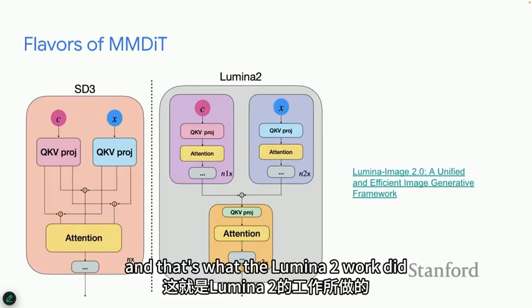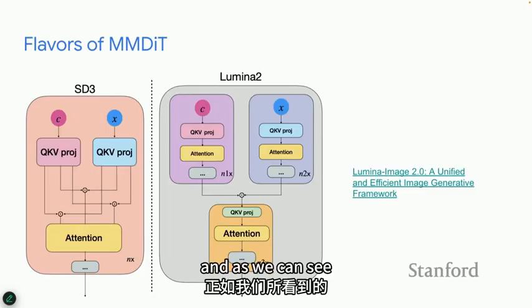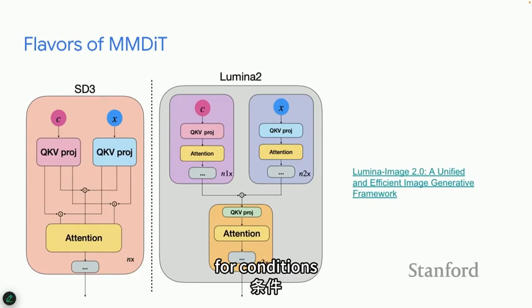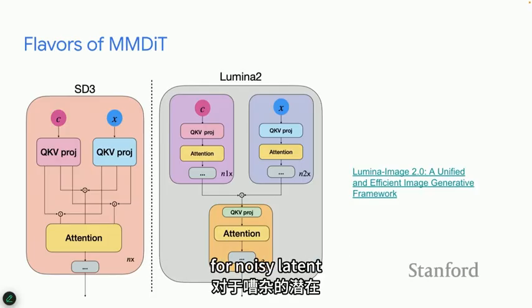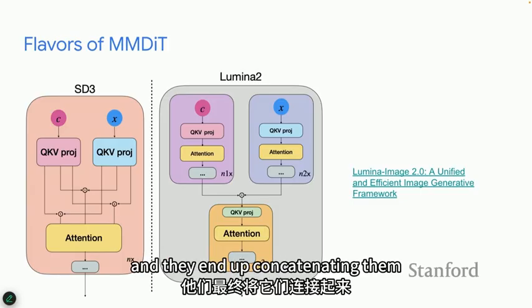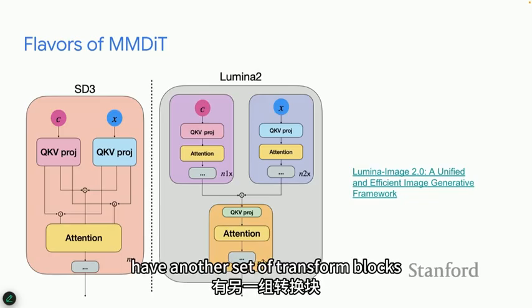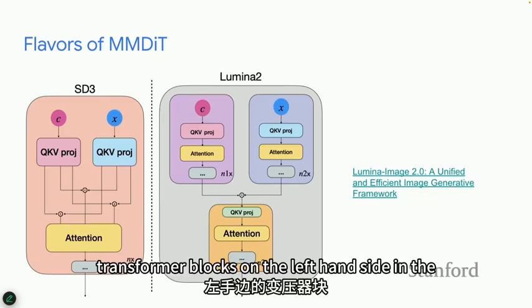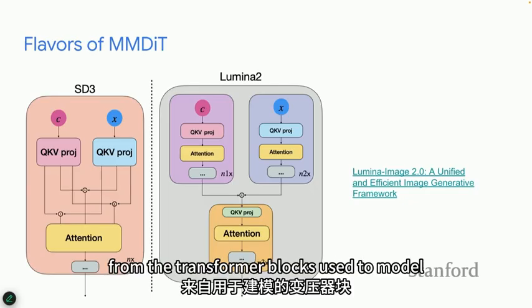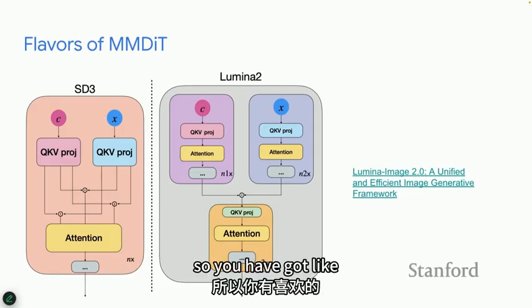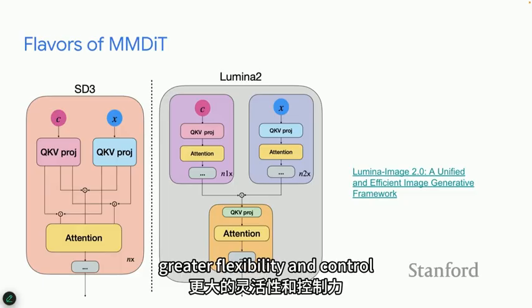And that's what the Lumina 2 work did. As we can see, for conditions, they pass it through a separate set of transformer blocks. For noisy latents, they pass it through a separate set of transformer blocks, and they end up concatenating them, and then again they have another set of transformer blocks. So the transformer blocks on the left-hand side in the RHS big block can be different from the transformer blocks used to model the noisy latents. So you have greater flexibility and control.